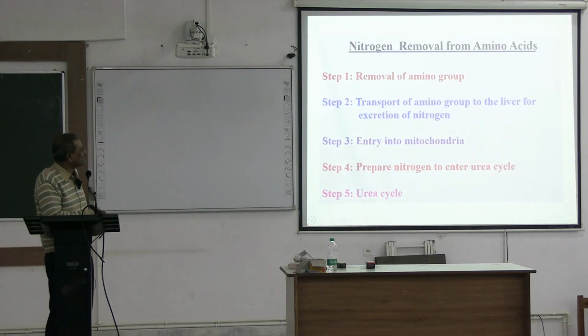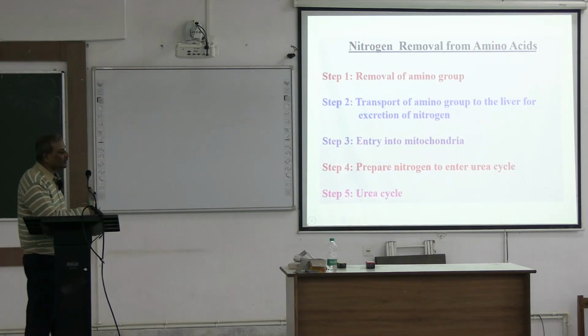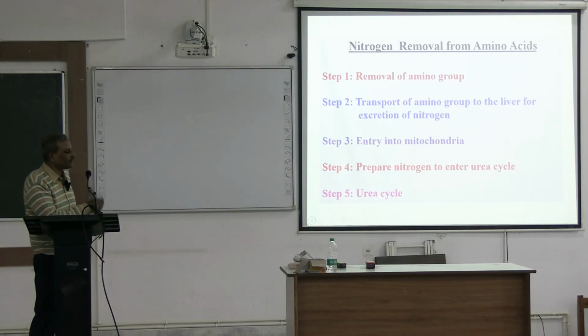So nitrogen removal from the amino acids is removal of the amino group. Then the transport of the amino group to the liver, I have told extensively yesterday, in the form of 3 things basically: glutamate, glutamine and alanine. Now this nitrogen enters into the mitochondria, and this prepares the nitrogen to enter into the urea cycle, and the urea cycle operates. So basically it occurs within the mitochondria.